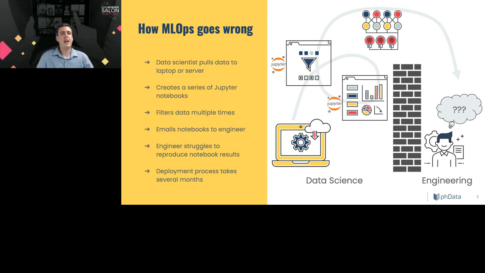And then we use a data set to make some models, and we like them, so we throw them over the fence to some engineers. And the engineer receives a stack of notebooks and some data that they don't know where it came from, and confusion ensues. And the engineers struggle to reproduce results, and the deployment ultimately takes several months.